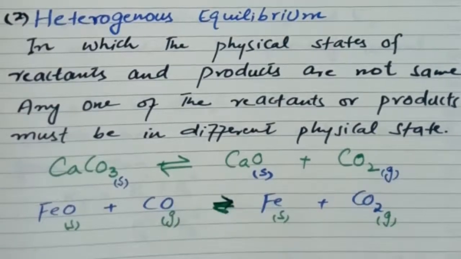Now this type of question is normally asked in the paper: differentiate between homogeneous equilibrium and heterogeneous equilibrium, or it may be asked in the form of what are the types of equilibrium, explain with examples. So you have to write down this type of reactions, the homogeneous and heterogeneous reactions which we have discussed in this lecture.